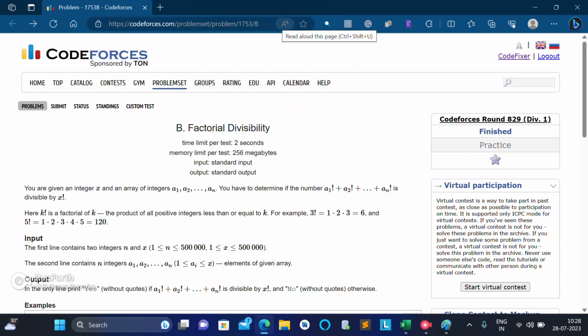Hello everyone, so today in this video we are going to discuss the question Factorial Divisibility, which was asked in Codeforces Round 829 Div. 1. In this question we are given an integer x and an array of length n, a1 to an, and we have to determine whether a1 factorial plus a2 factorial and so on till an factorial is divisible by x factorial or not.